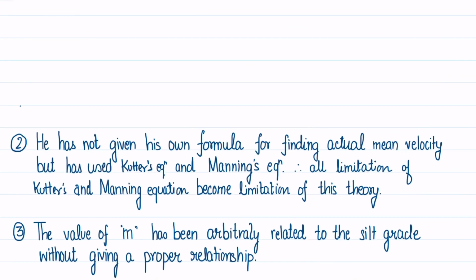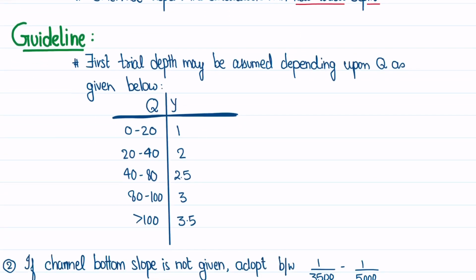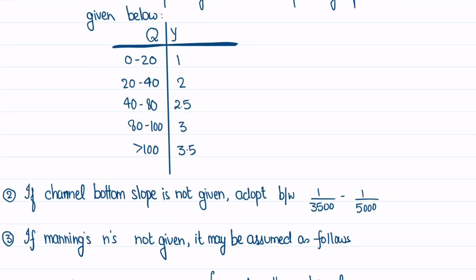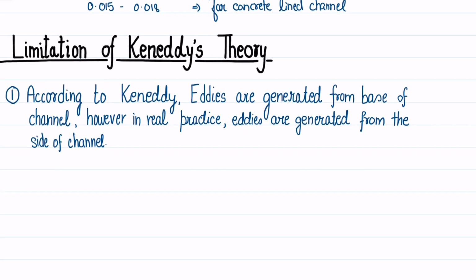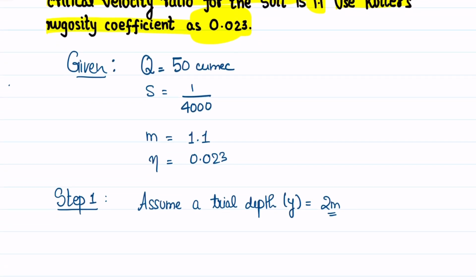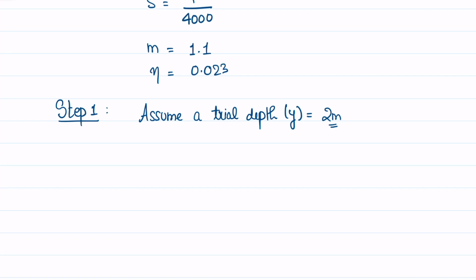Now, in the previous lecture, we have discussed certain guidelines, and if you look into the guidelines for a discharge of 40 to 80 cubic, the trial depth you can assume as 2.5 meter just for the starting point. But we are assuming 2 meters just for the sake of discussion, so as to increase that later if at this depth we do not get the value. So you can assume anything you want. The first step is that we have to assume a trial depth, and we have assumed a trial depth of 2 meter.